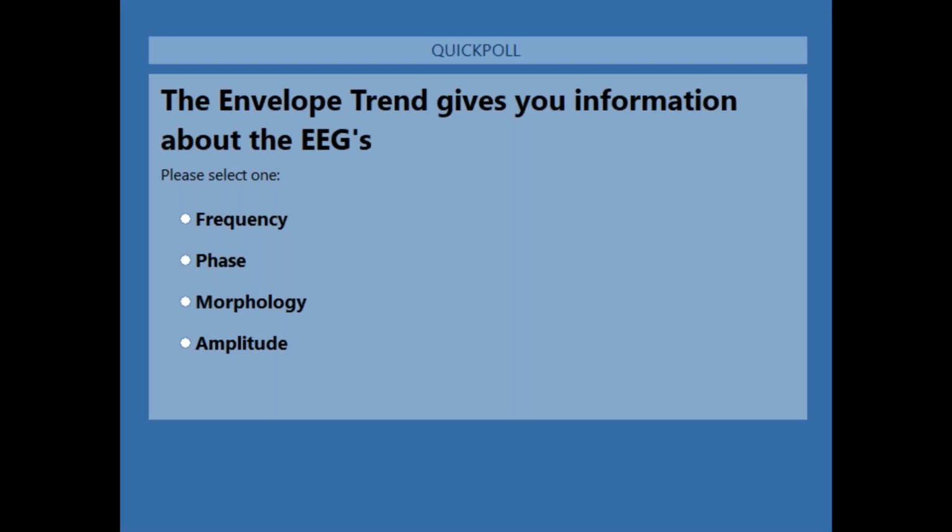So by definition, the envelope trend is an amplitude-based trend. It does not give us any information with regard to frequency, phase, or morphology, only amplitude. So Laura, if you can close that poll.